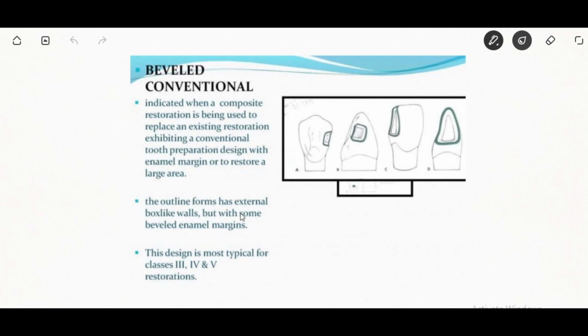Second is the beveled conventional method. It is indicated when composite restoration is used to replace an existing restoration exhibiting a conventional tooth preparation. It is more suitable for class 3, class 4 and class 5 restorations.